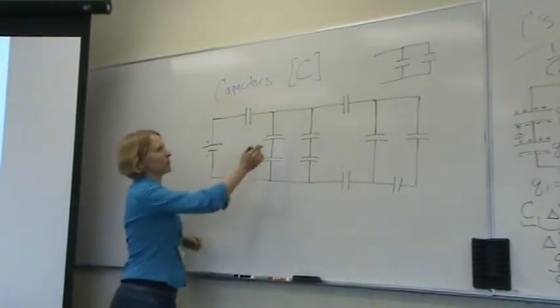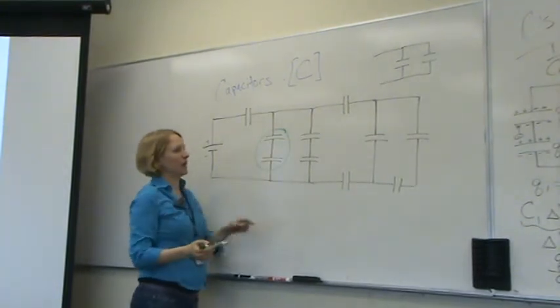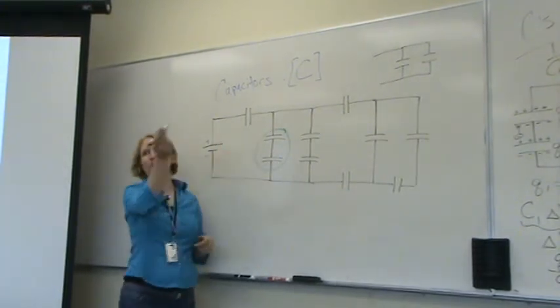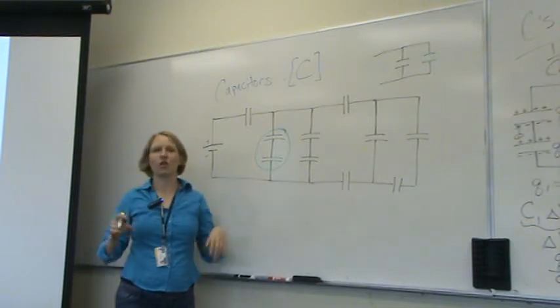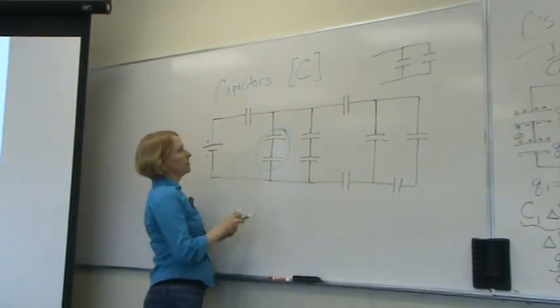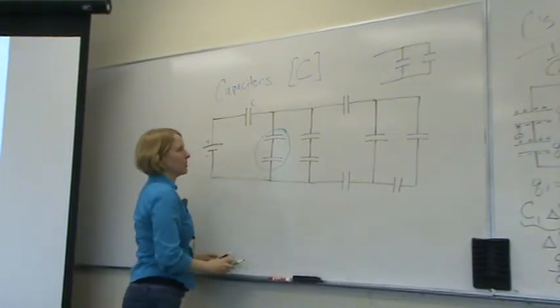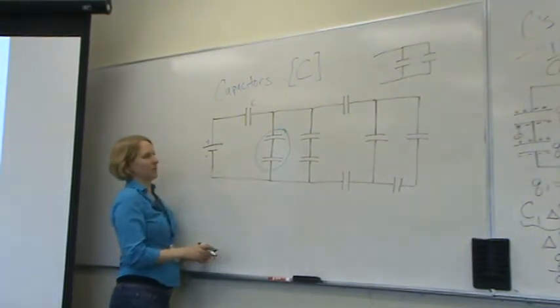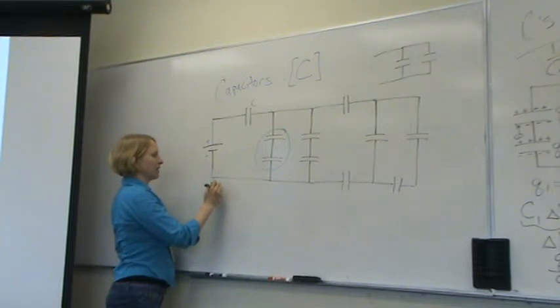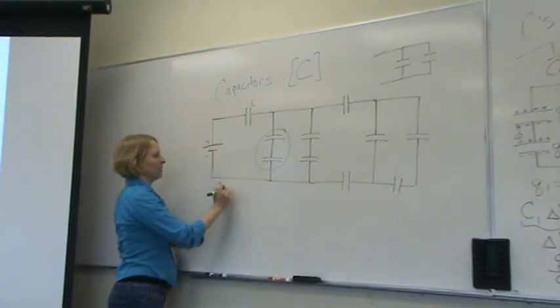These two, so we can reduce these. And let's say these all have the same capacitance. They're all capacitance of C. So we can reduce these two, and I'll call that C1.